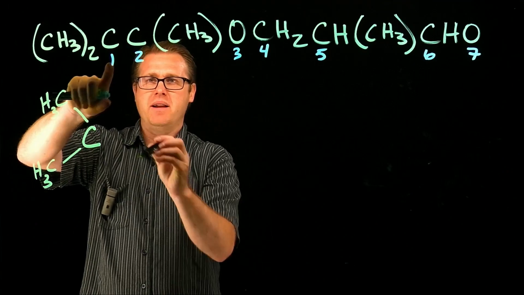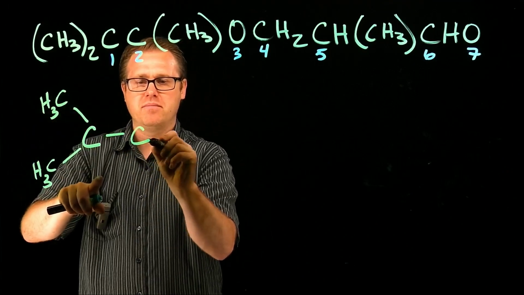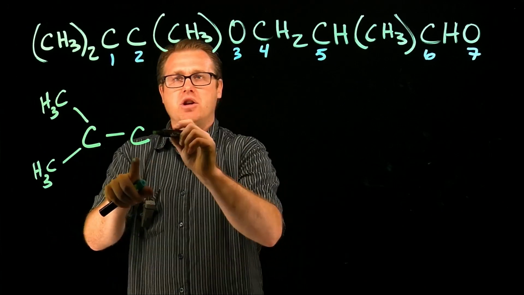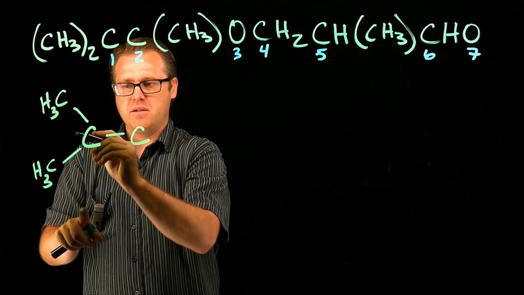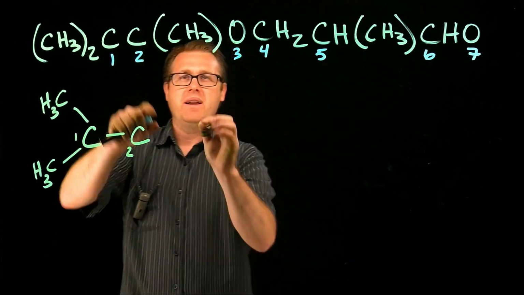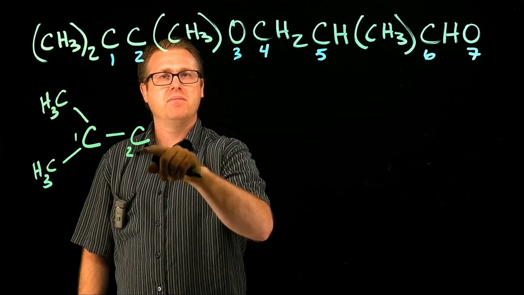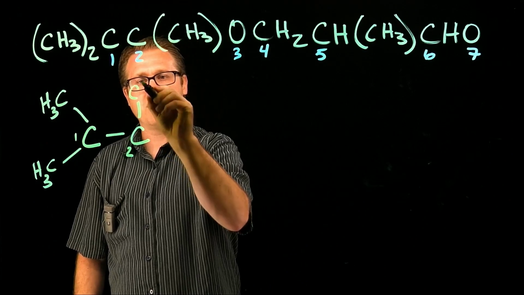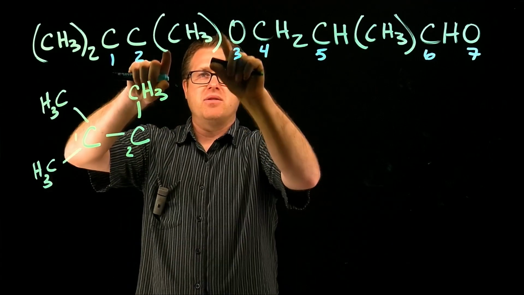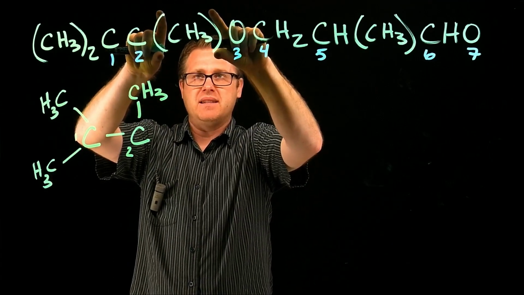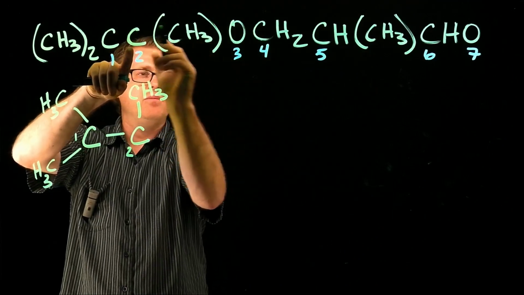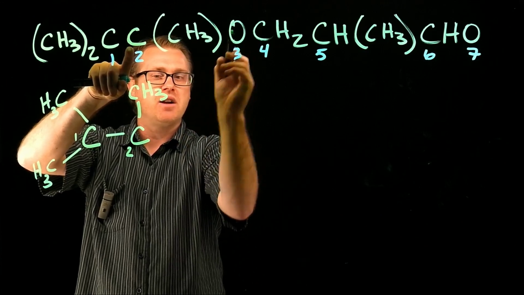And then carbon 1 is bonded to carbon 2. And carbon 2, if we number these, carbon 1, carbon 2, what is directly attached to carbon 2? This methyl group. So I'm going to draw it up here. And so the parentheses is attached to carbon 2, but this carbon right here, carbon 2, is also bonded to this oxygen.